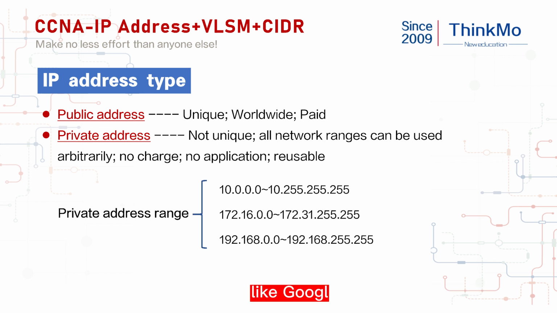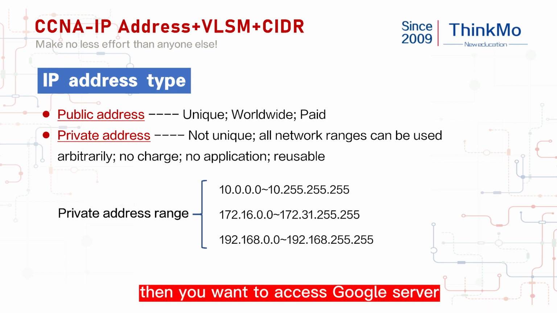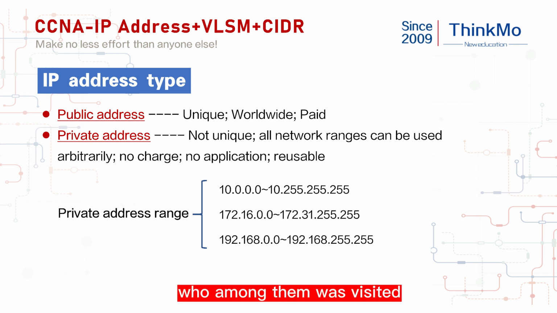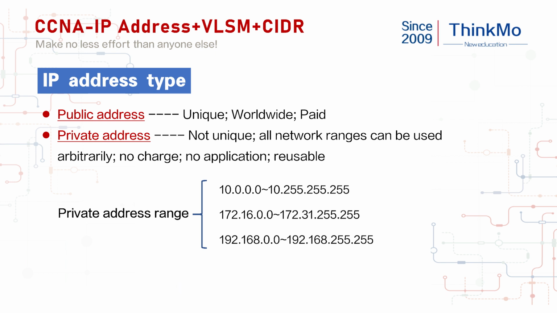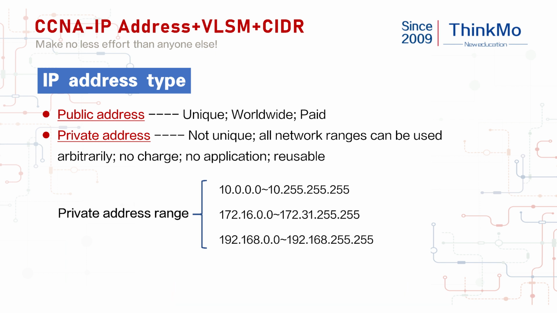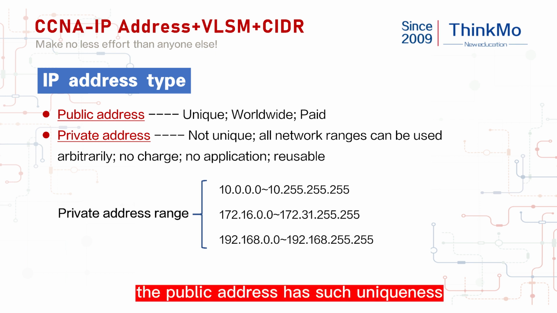Like Google. Google has a server. Then you want to access Google's server. It can't be that the Google server has a duplicate IP address with another place. When you visit, it is unknown which of them was visited. So facing the public network, we want all addresses to be unique. The public address has such uniqueness.